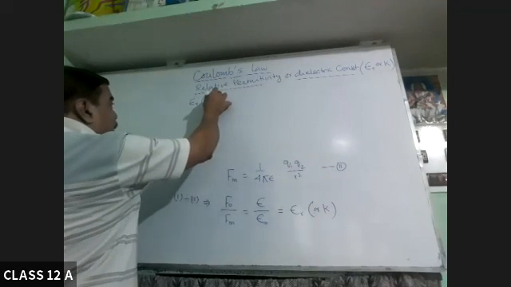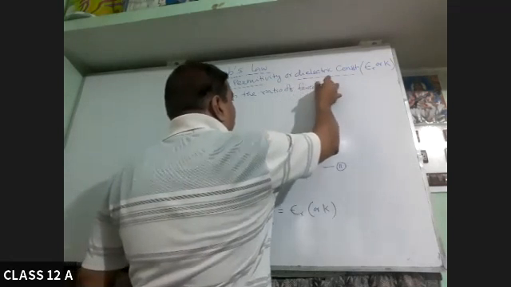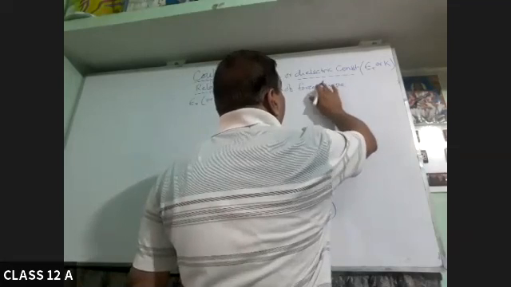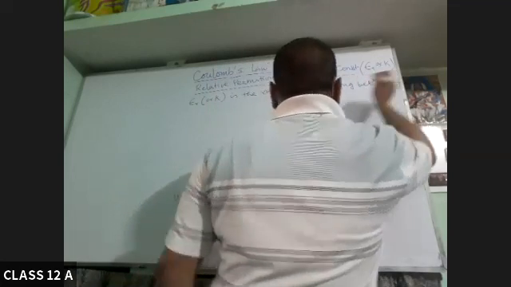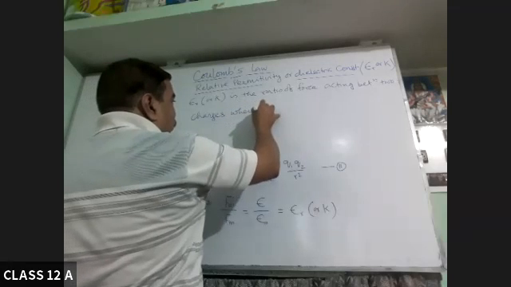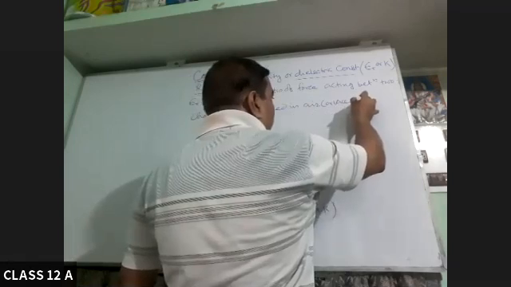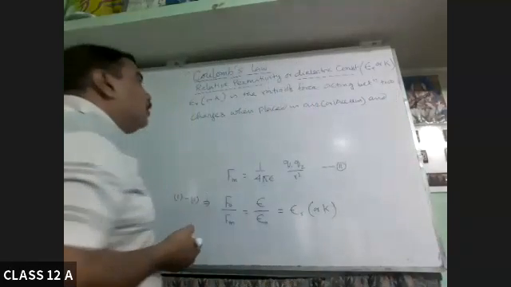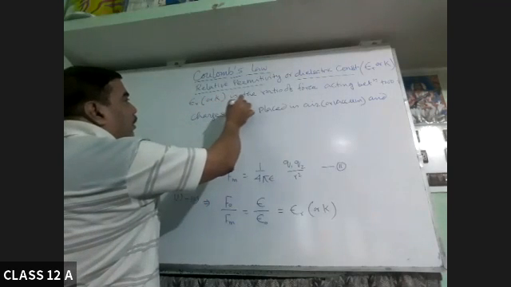So epsilon R or K is the ratio of force experienced or force acting between two charges when placed in air or vacuum. Epsilon R.